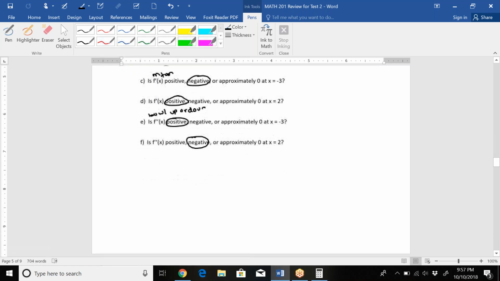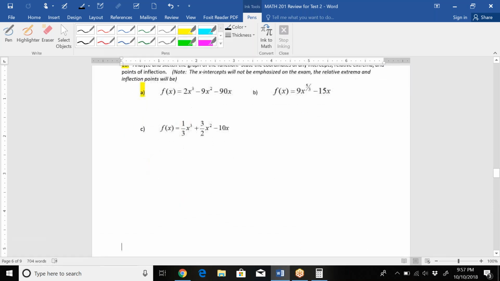All right, so let us look at the very last problem. This is the one that combines everything. The x-intercepts are not emphasized on the exam, but I always go ahead and find them because it's just the quadratic formula if it doesn't factor. So I'm going to go through the whole shebang and give you every single piece of information.